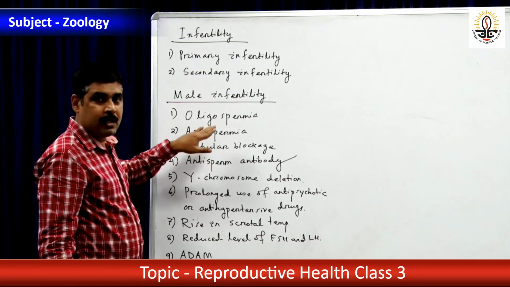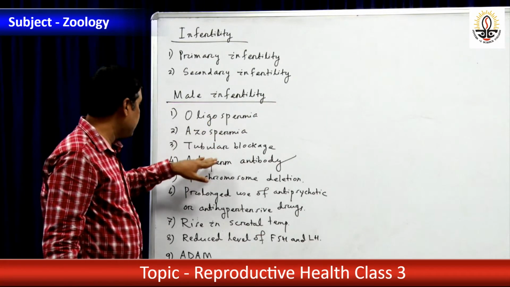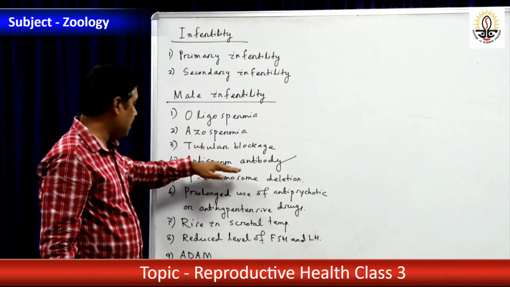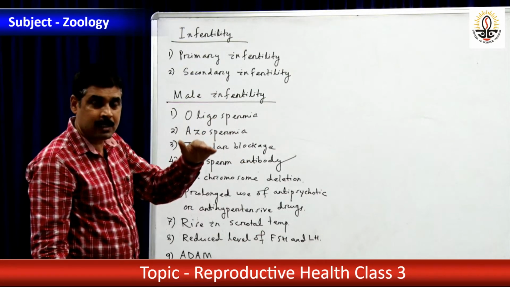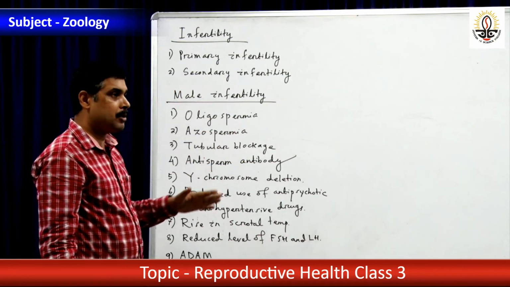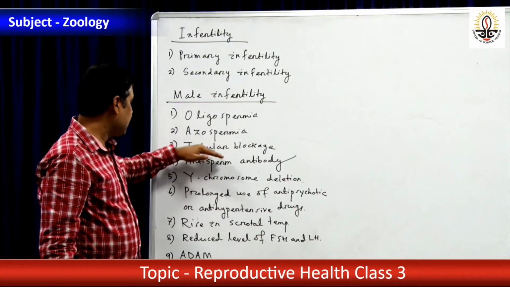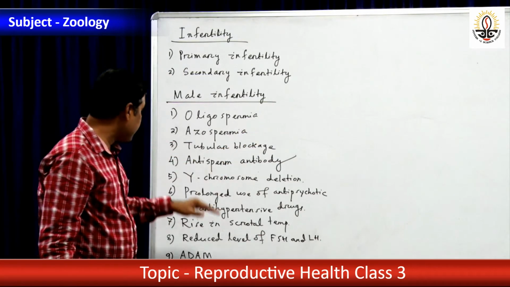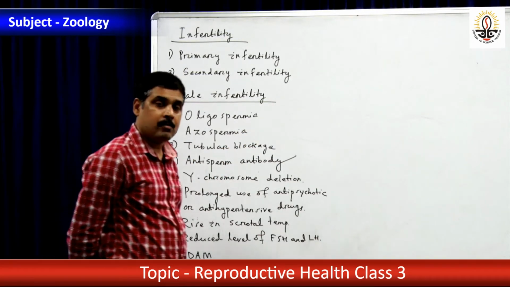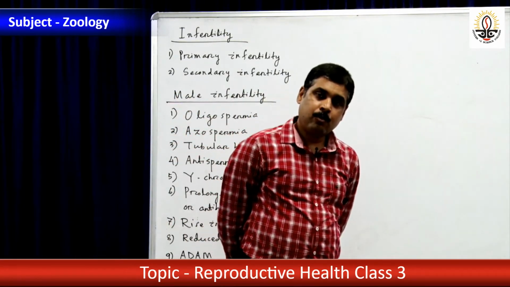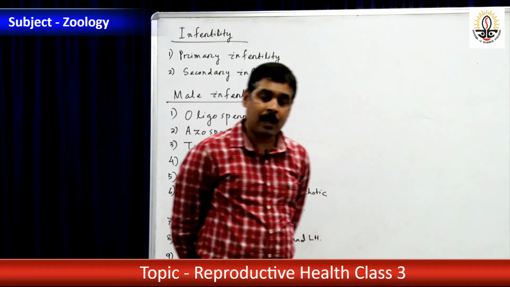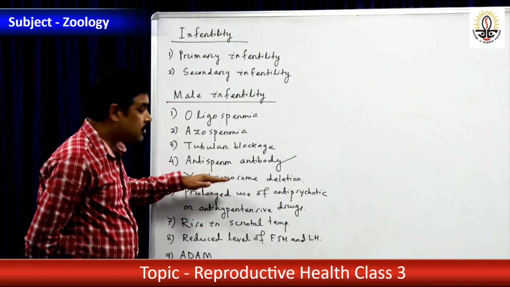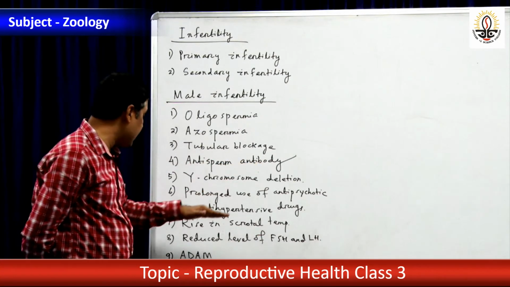Azoospermia means the semen has no sperm. Tubular blockage means the fallopian tube, the vas deferens or vasa efferentia are blocked. Similarly, females also have blockage. Tubular blockage is applicable in both male and female infertility. Anti-sperm antibody: some antibodies retard the movement of sperm. These also cause infertility. If the Y chromosome is deleted, that is also infertility.